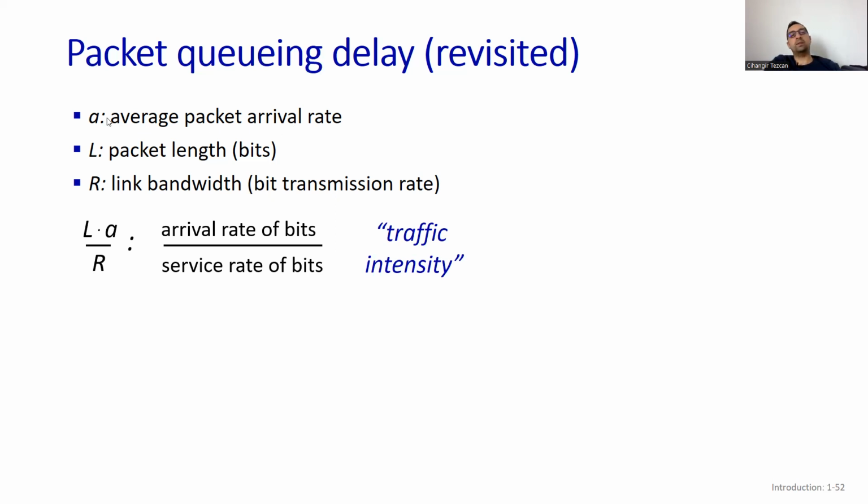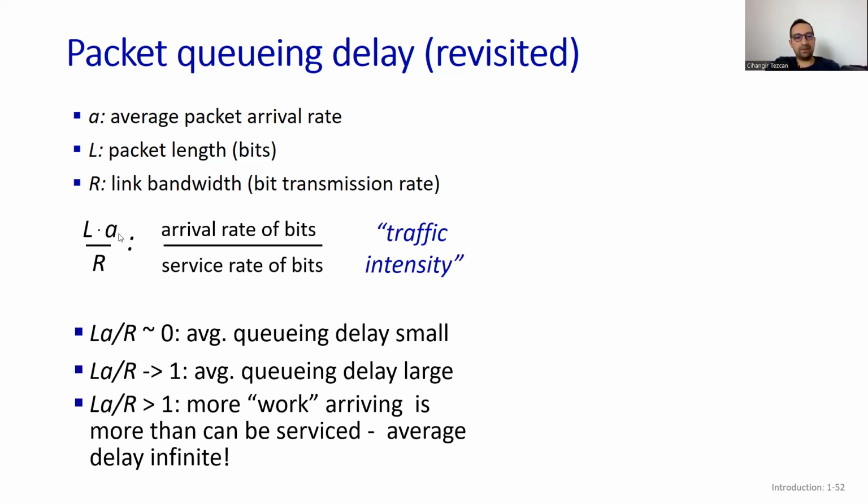So if the average packet arrival rate is really huge, for instance, if this service were given to 100 customers, and all of the customers create a burst of data, A will increase a lot. So A times L will be a lot larger than R, which will cause a problem. So let's look at it in this way. If L times A divided by R is close to 0, this means that there isn't any queuing delay at all. I mean, it is negligible because anything that comes is directly transmitted. But if it is close to 1, this means that the average queuing delay is really large. But if it is larger than 1, more work is arriving than can be serviced. So the average delay becomes infinite, so packet drops will occur.